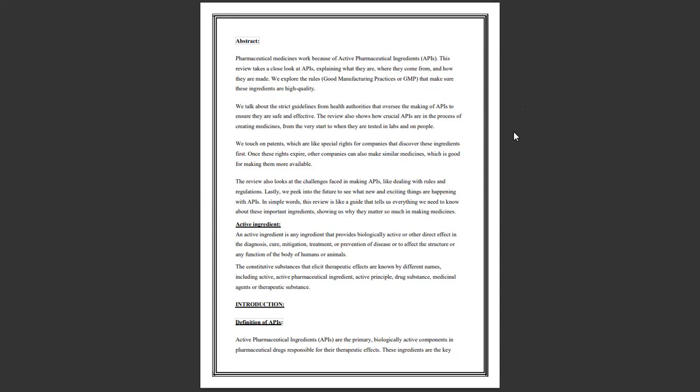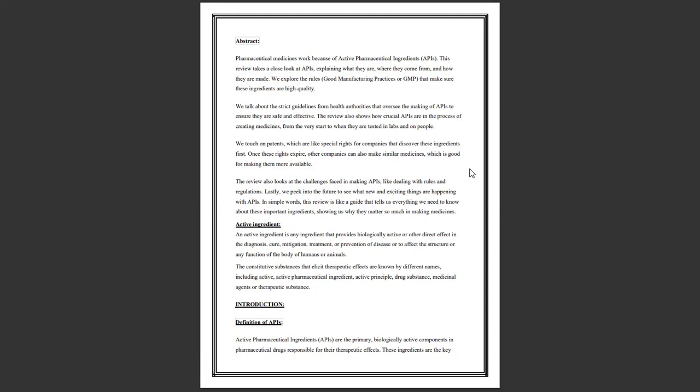The review also looks at the challenges faced in making APIs, like dealing with rules and regulations. Lastly, we peek into the future to see what new and exciting things are happening with APIs. In simple words, this review is like a guide that tells us everything we need to know about these important ingredients, showing us why they matter so much in making medicines.